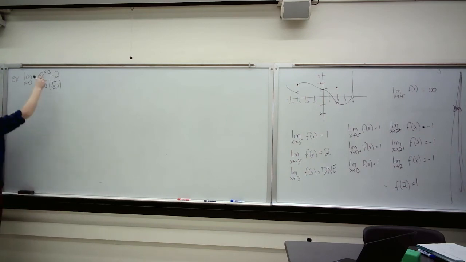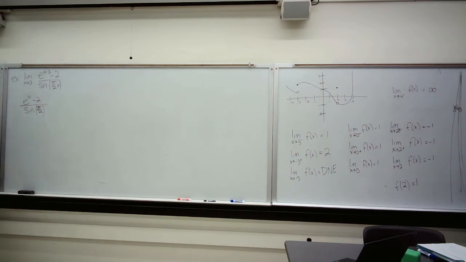If I plug in, I would have e to the 3 minus 3, which is 0, minus 2. Well, anything to the 0 power is just 1. And it's fine, even if this was 0. It's only the denominator that I really care about not being 0. And that's 3 pi over 2.